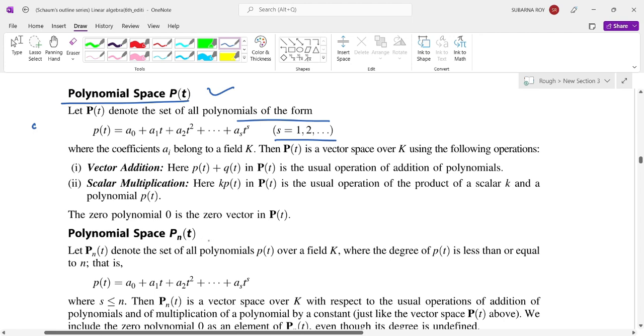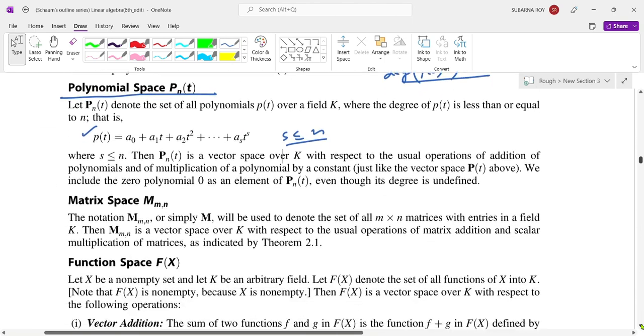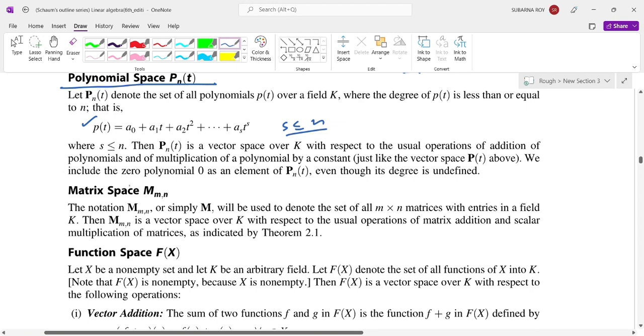And the polynomial space Pn(t), here the degree of the polynomial is defined, that is n, for any polynomial in this set. This is the set of polynomials p(t) over a field K, where the degree of p(t) is less than or equal to n. So if we take any p(t) in this set, it will look like this, as t to the s, where s is less than or equal to n, and therefore from this we see that this will be a vector space.